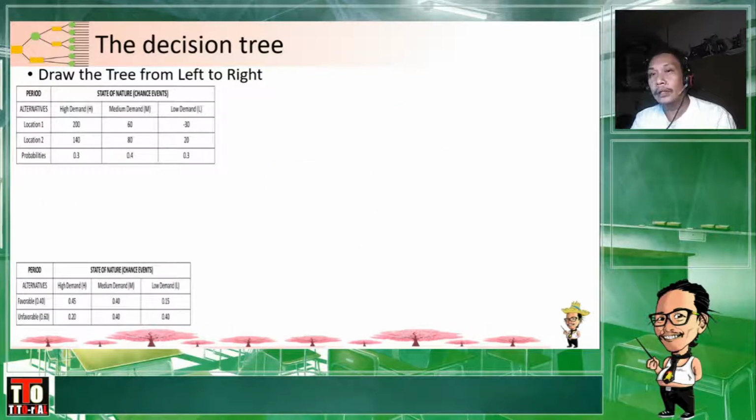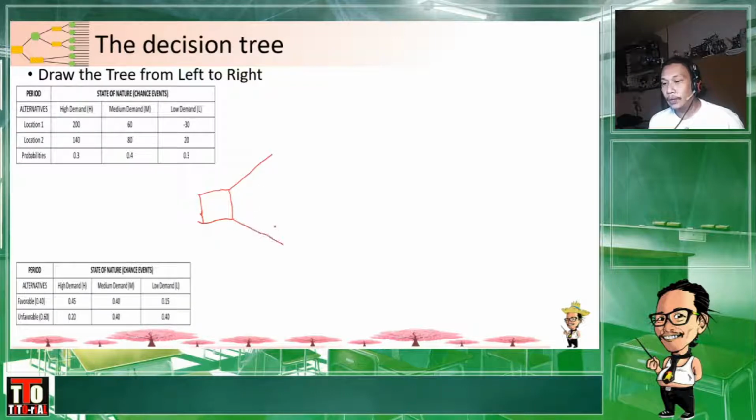Now, let's try to draw muna the decision tree from left to right. So, yung available nating data is nandyan na. Okay? Now, let's start first with the first decision. Ito yung una yung decision. So, square muna tayo. Let's start it with a square. Now, dalawa ang kanyang pwedeng pagpilian. Okay? Dalawa daw. Ano yung dalawa na yan?